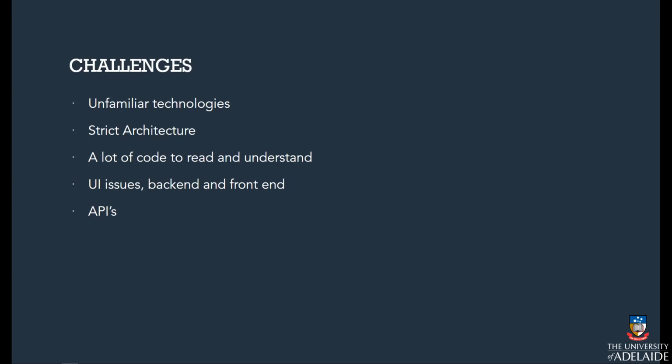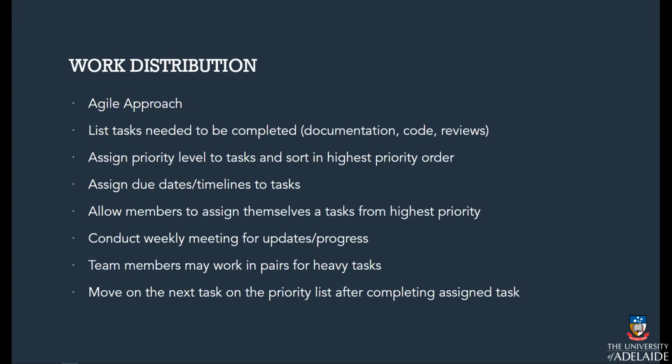So in terms of work distribution, we are going to use an agile approach where we make a list of all the tasks which need completion and prioritize them and allow members to pick a task in the highest priority order. We'll assign due dates to each one and conduct meetings to update the team on the progress and completion of each task. Team members can request to work individually or in pairs if their task is a bit too much for one person. And we'll self-assign our own tasks.